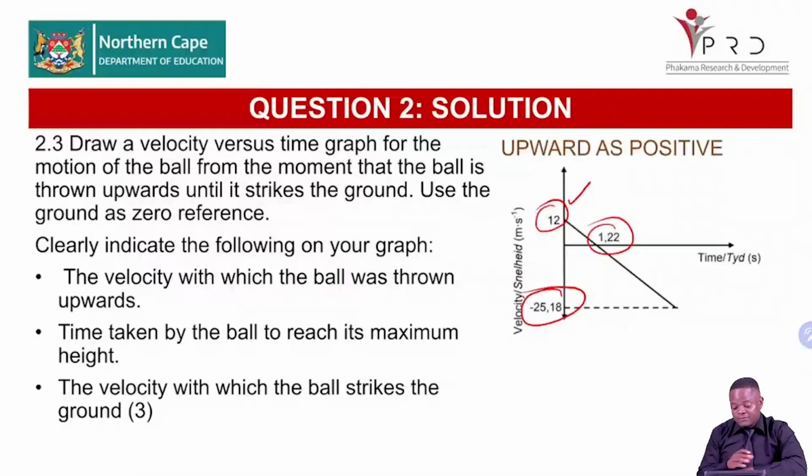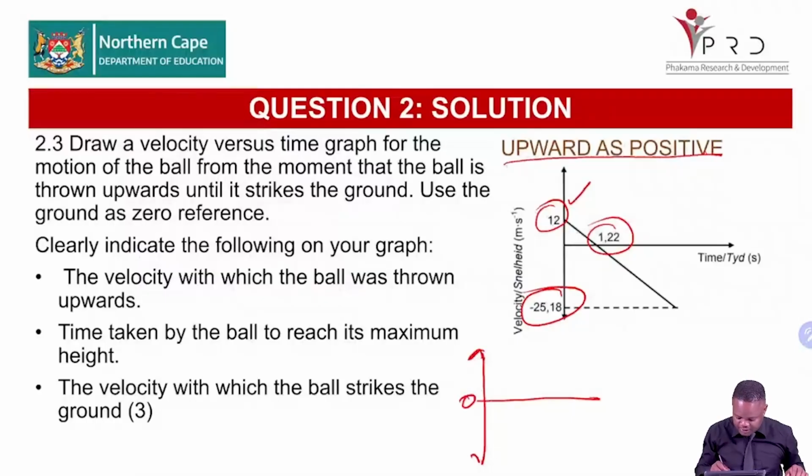Your graph, remember, is determined by your reference positive direction. In other words, let us say if upward was negative, then your reference positive direction will be downward. So it means your graph was going to be the opposite way. Take note, grade 12s. Master this. So this is positive, this is negative. If we say upward is negative, it means that 12 has to be negative. Your negative 12 will be there, and that is where your graph is going to start.